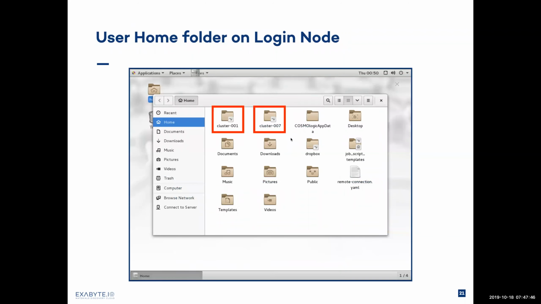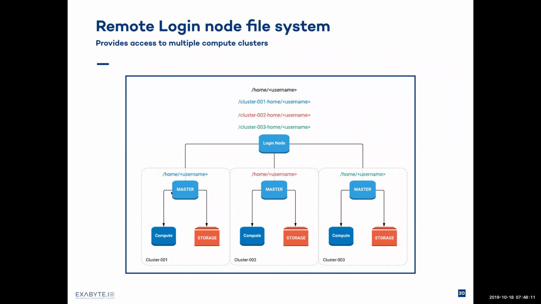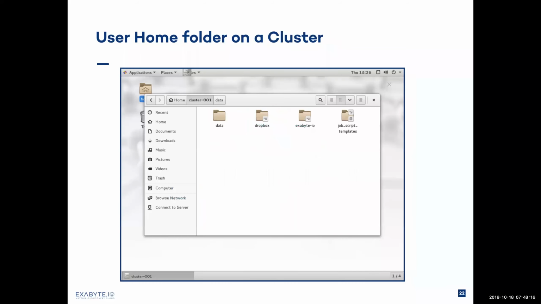So this is what happens when we visualize the user home folder on the login node. There are multiple folders, just with regular desktop environment files. And there are two links to the cluster home folders, cluster 001, cluster 007. When I navigate into one of these links, I am automatically taken to the home folder on the master node of the corresponding cluster. And here is how the home folder of the corresponding master node looks. There are four important directories.